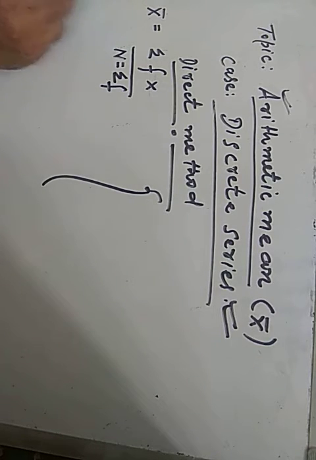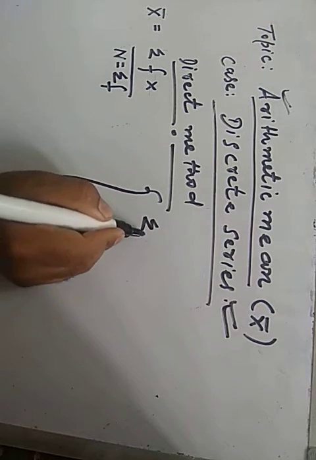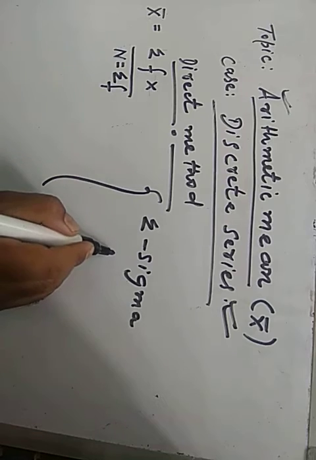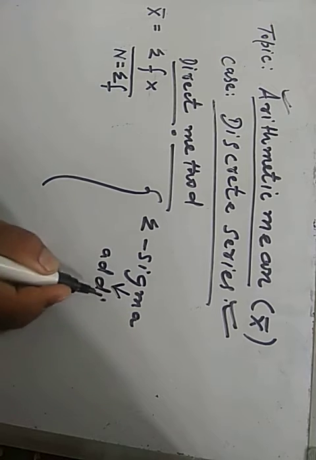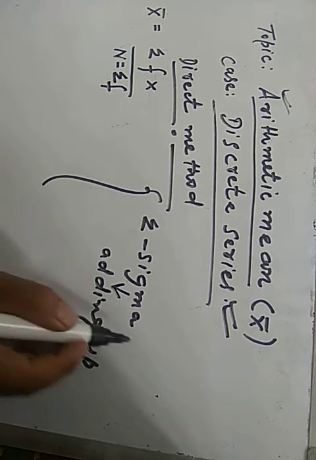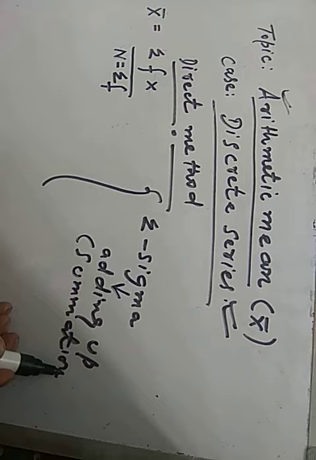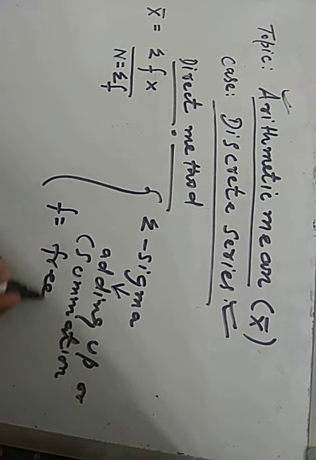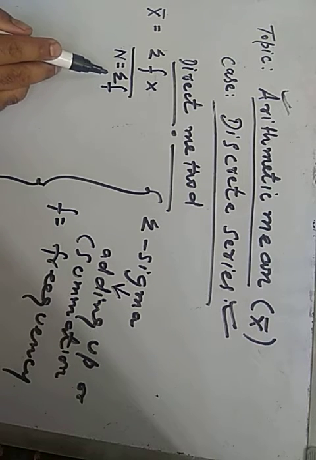While x bar is arithmetic mean and this is sigma, as I have already told you in my previous lecture, this means summation, or we can say adding up. Summation. And f is frequency, that is the number of times a value of a particular variable repeats in a given series, and when they are added together we will get sigma f.